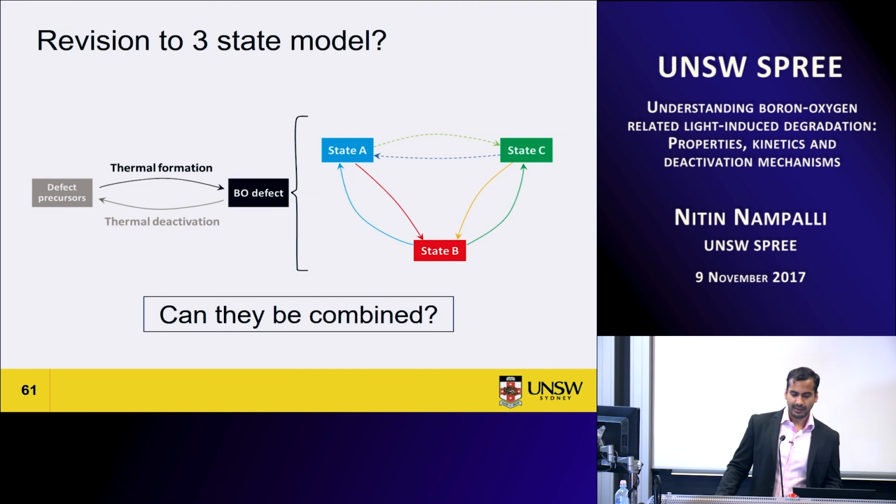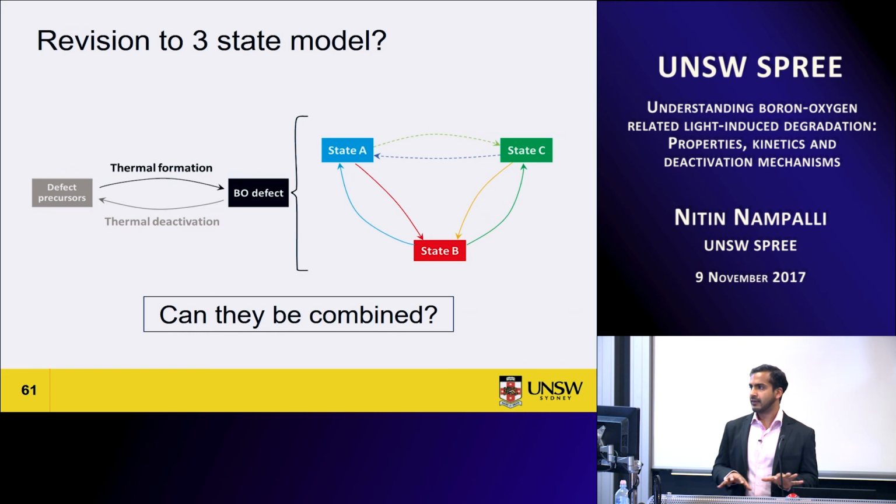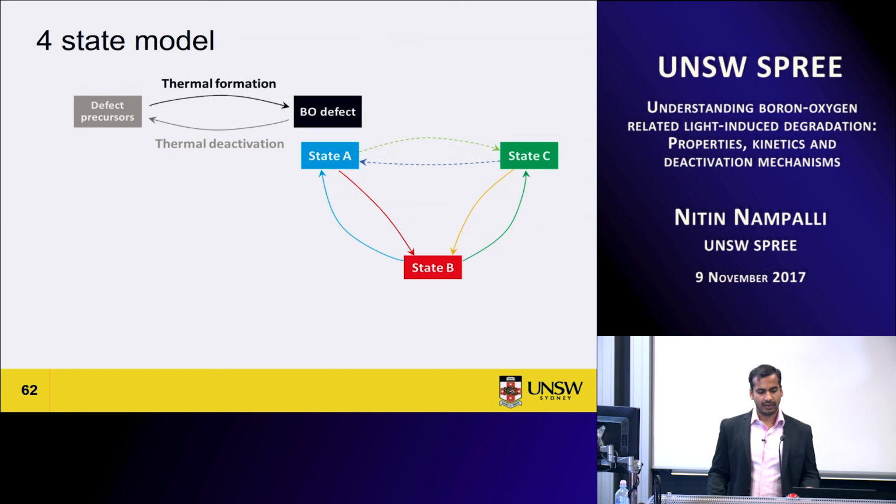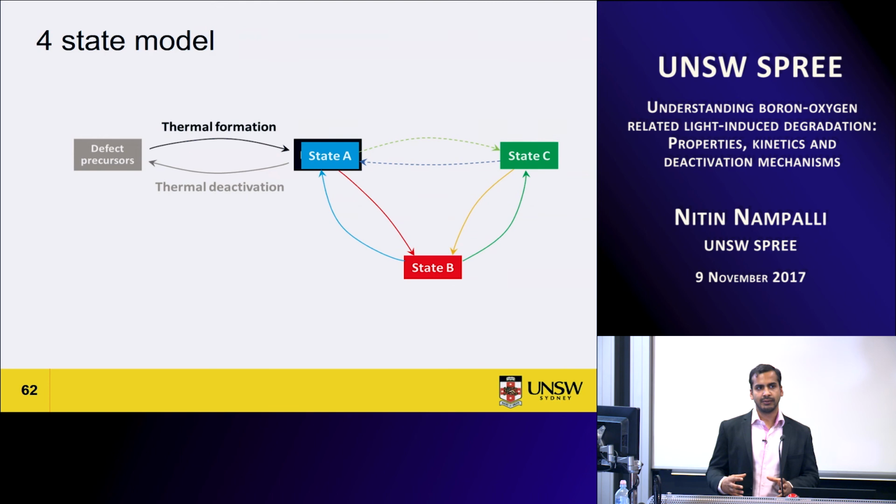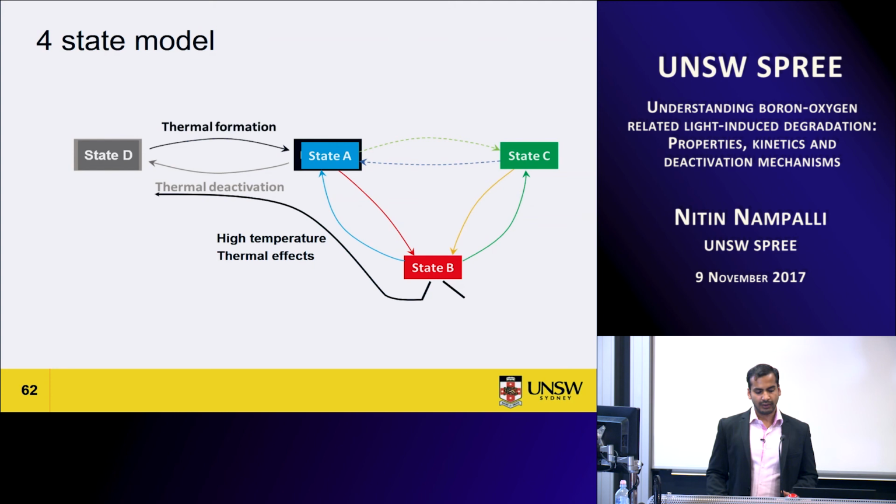It's clear that both these models are valid, but can they be combined? So perhaps what's really happening is that when you start off in state A, that's the formed defect. And if you push it back thermally, you can deactivate them and go back to the defect precursors. So in other words, if you were starting in state B and you wanted to mitigate or remove the boron-oxygen defect, you could either do these high-temperature processes and push the system in this direction, or you can hydrogenate the wafers and push it in the other direction.